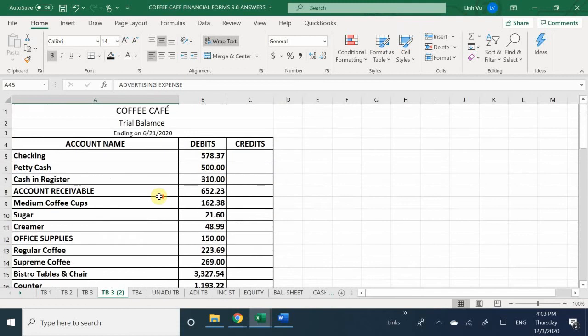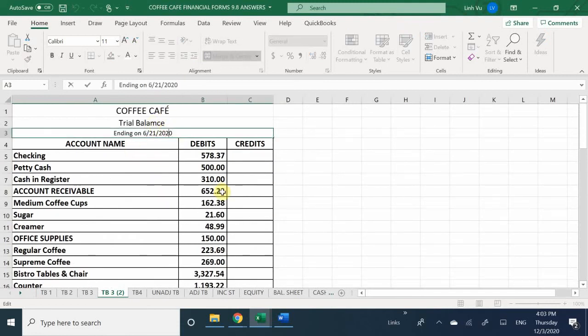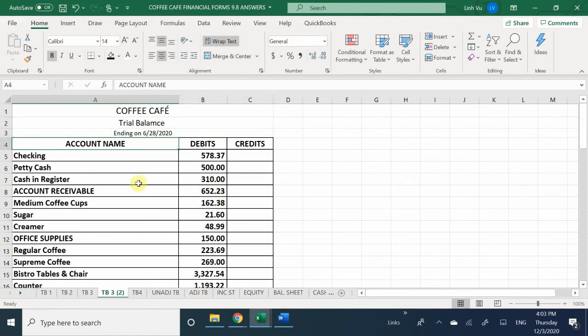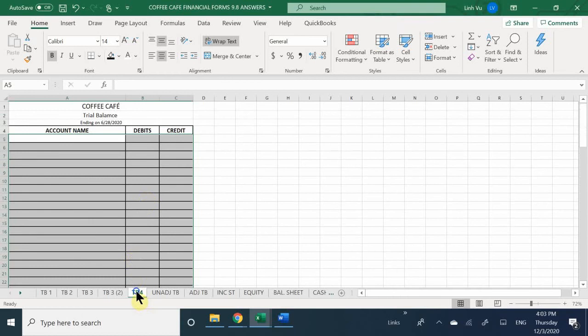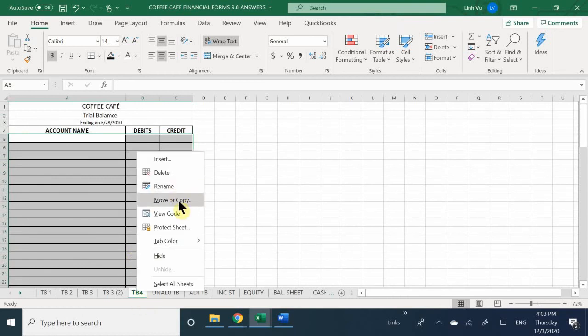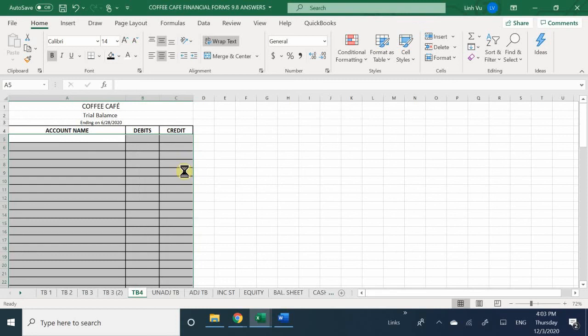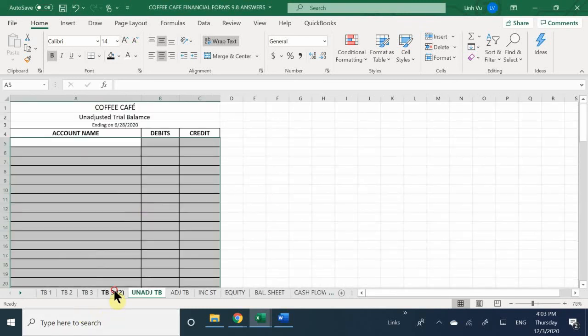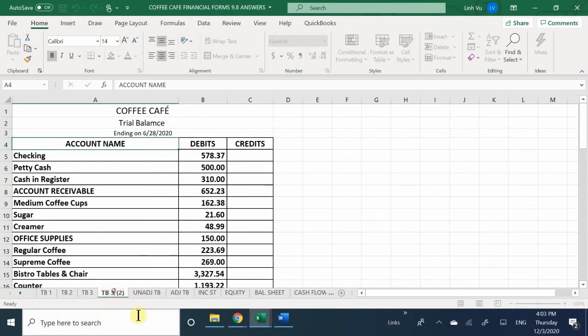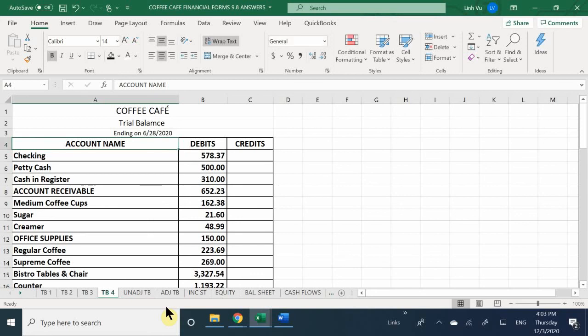Then I'm also going to title it a little differently, so I'm going to change this because the date needs to match the trial balance number 4, which is done on the 28th. Since I made a copy of mine, I can right click and delete my trial balance number 4, so I no longer have it. It's important that you do that because when you rename your worksheet, they cannot have the same name. So you're going to change that to trial balance number 4.